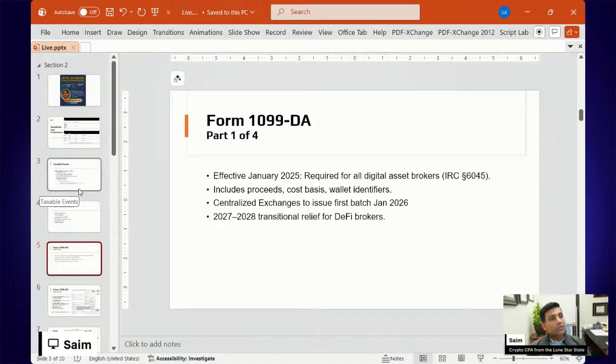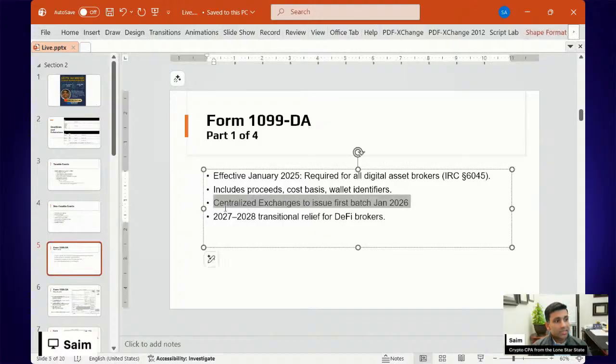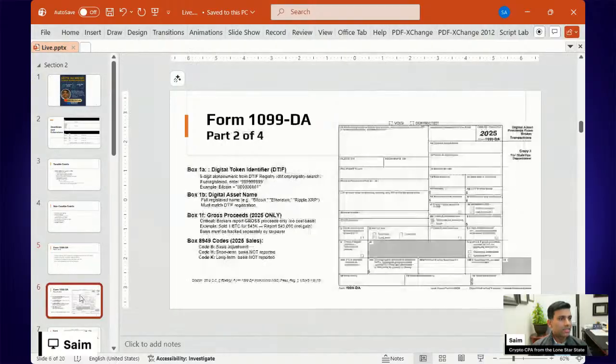So now let's talk about the new Form 1099-DA. This is due at the end of January 2026. Most centralized exchanges should be issuing this first batch, and there is transitional relief for DeFi brokers. But we will talk about the actual form itself too. You will notice that there's going to be some discrepancy or inconsistency that you can certainly fix when you get into the actual form, and we'll get to that too. So hang on one second.